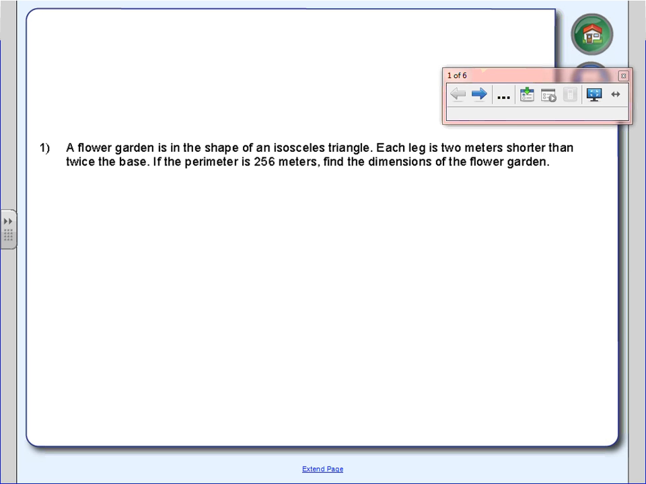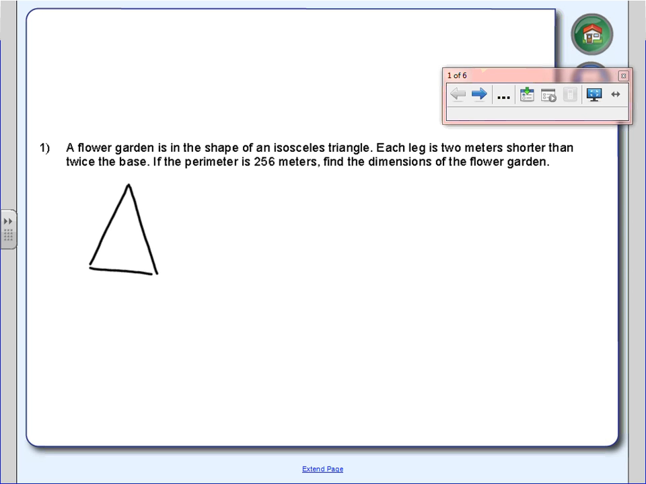Now, I know some of you guys are doing geometry at the same time, so what the heck is an isosceles triangle? It's where two sides are the same. So I'm going to draw myself an isosceles triangle. That's an isosceles triangle. Now it says each leg, which ones are the legs? The sides that are equal, those are the legs.